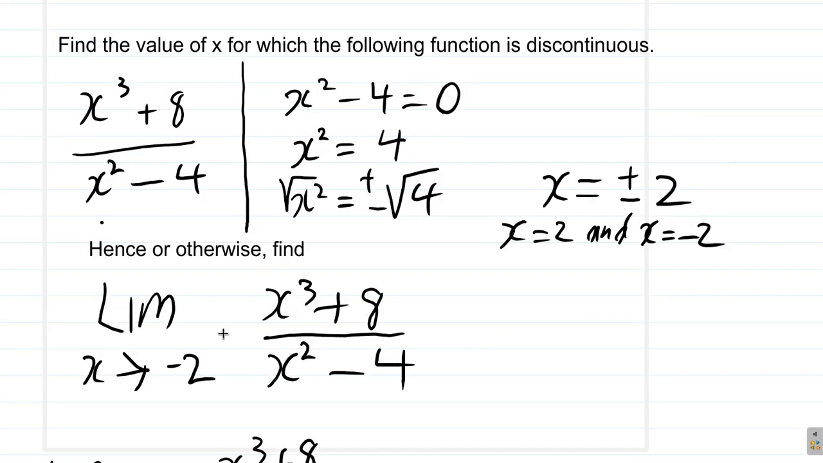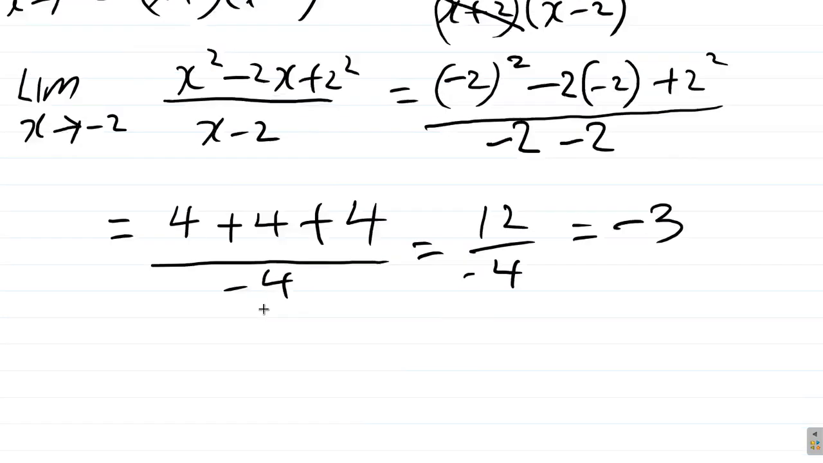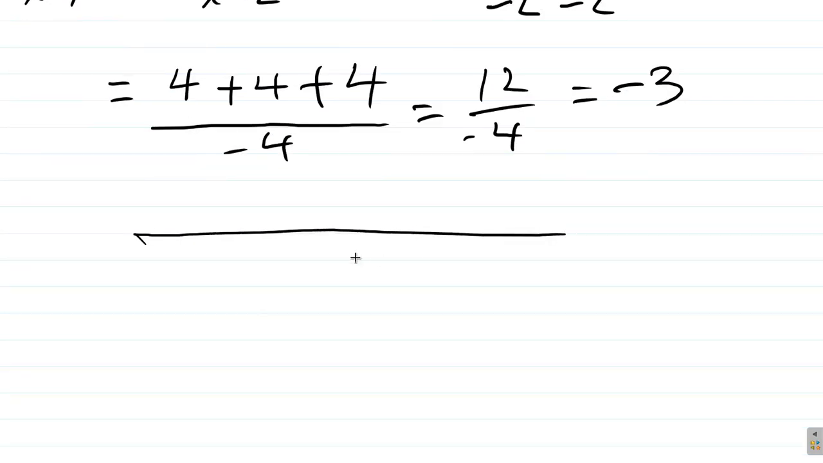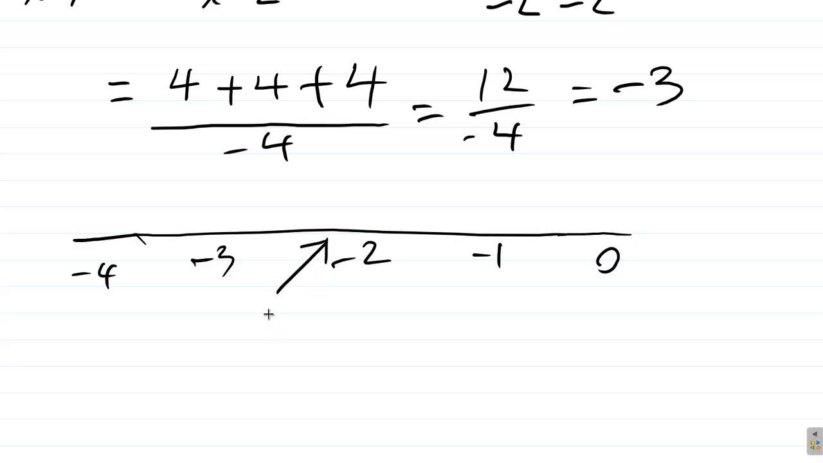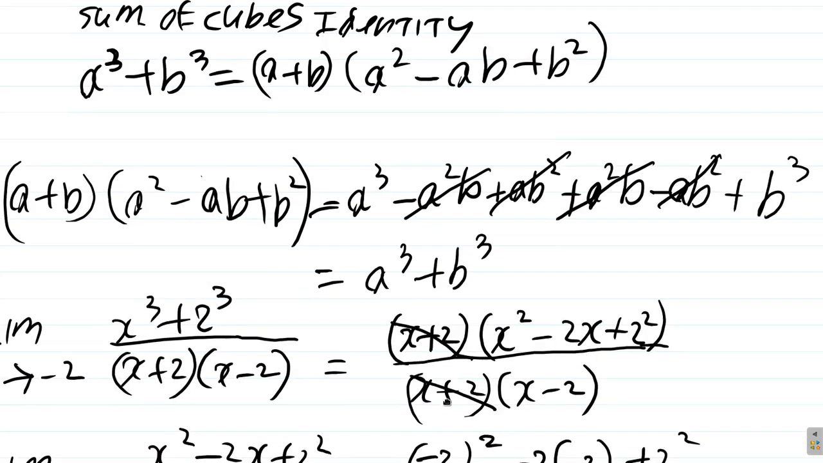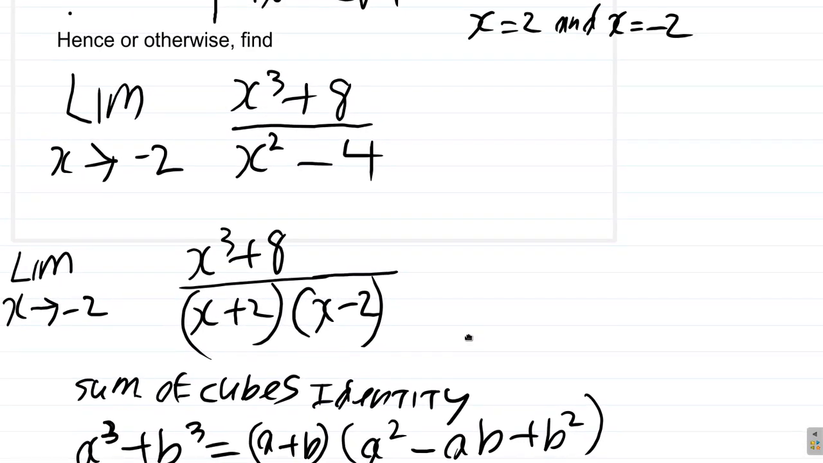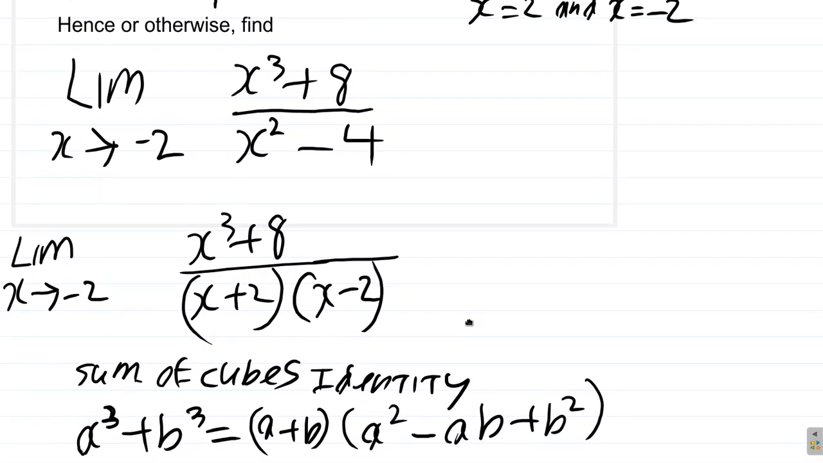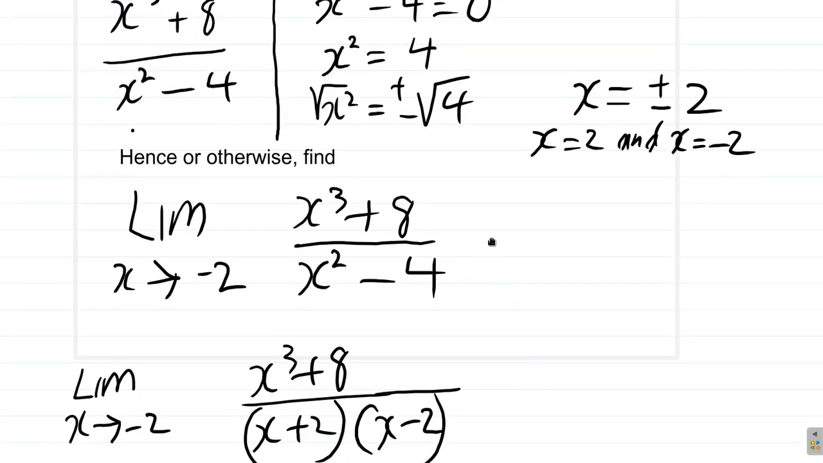Choose a value that is close to negative 2 on the left and on the right. That means you have negative 2 here, you have negative 3, negative 4, and so on, negative 1, 0. Alright. Choose a value that's close. That's, say, negative 2.1 on the left, and on the right, negative 1.9. Let's see what would happen if we do that. No, it says hence or otherwise.